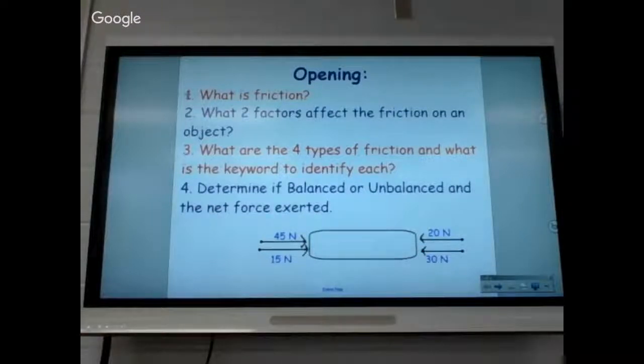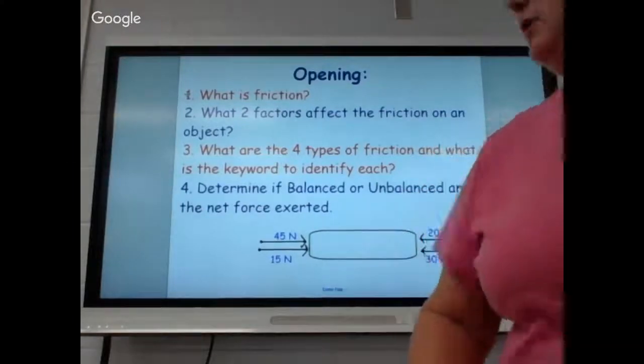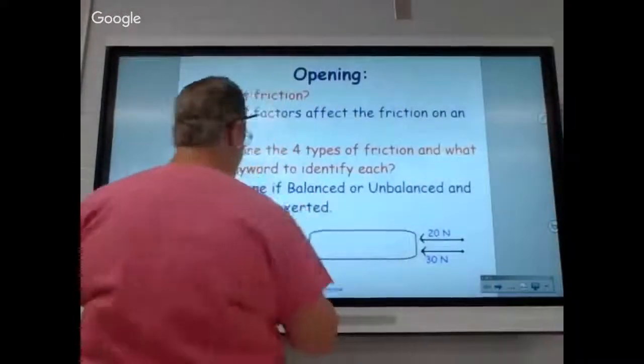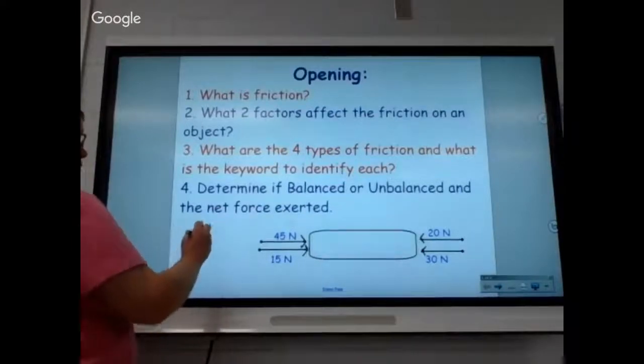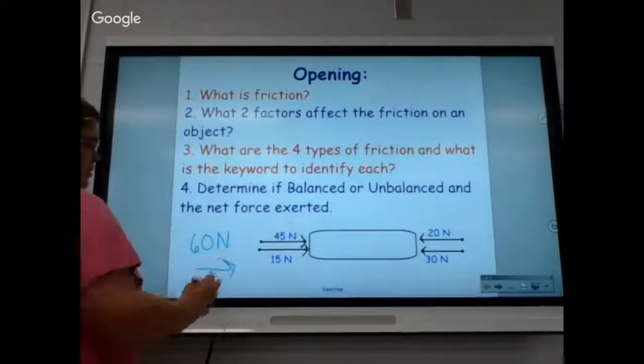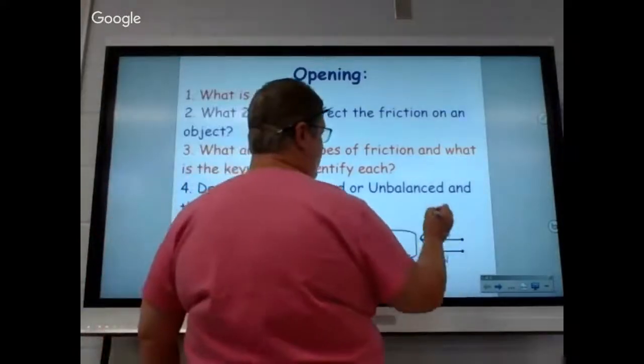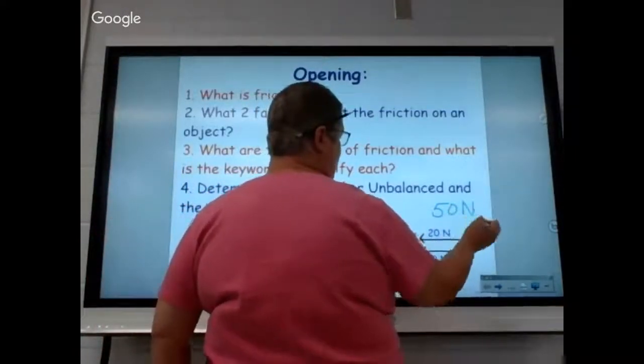I want 2 things. I want you first to find out what the force is, and I want to know if it's balanced or unbalanced. So on the quiz, I've done the same thing. I've drawn 2 lines so that you can tell me the force, and you can tell me if it's balanced or unbalanced. Now, what can you tell me about the arrows if the arrows go in the same direction? You add them. All right, so if we have 45 and 15, what do we do? 60 newtons going to the right. All right, over here we have 50 newtons going to the left.